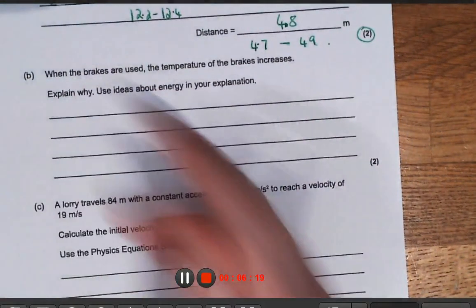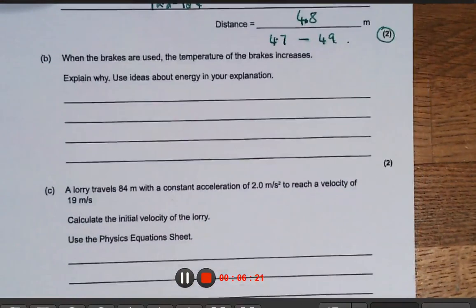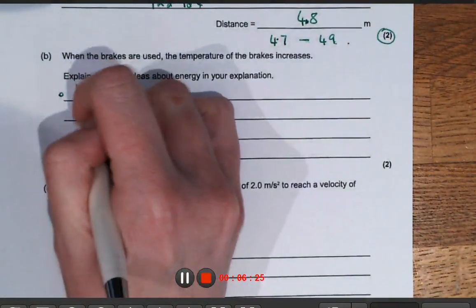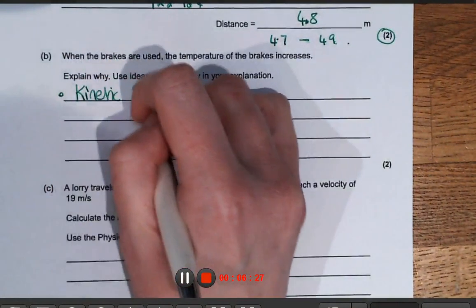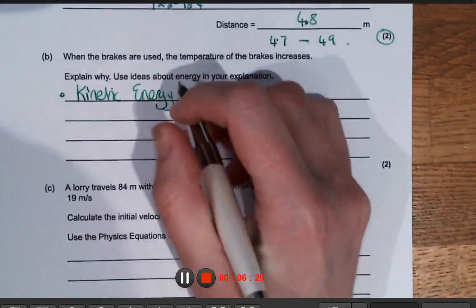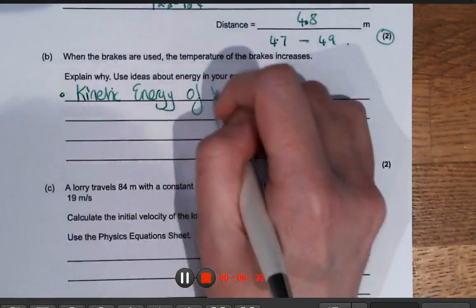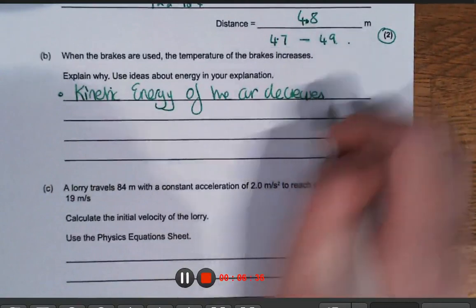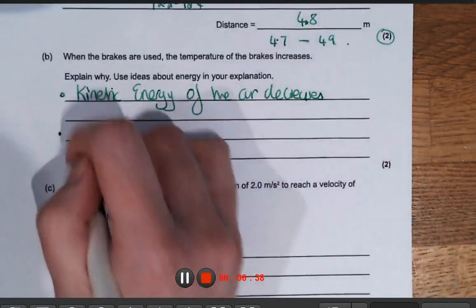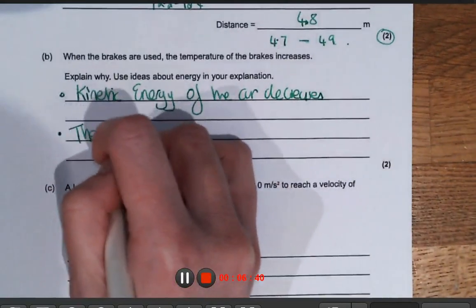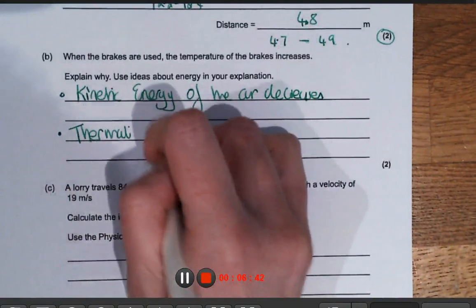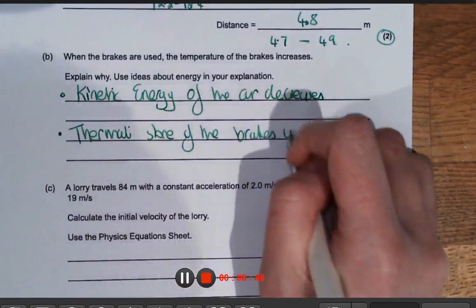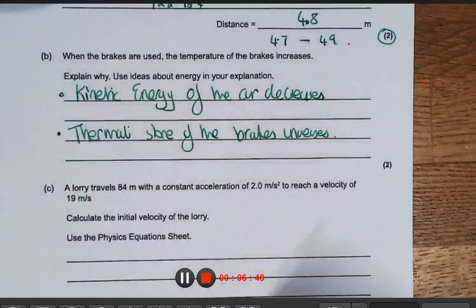Okay? Next, when the brakes are used, the temperature of the brakes increases. Explain why. So this is going right back to the start of energy and our P1 topic. So what happens is the kinetic energy of the car decreases. That's because it's going slower. So that energy needs to go somewhere. So what it does is it increases the thermal store of the brakes. So the brakes get hot.